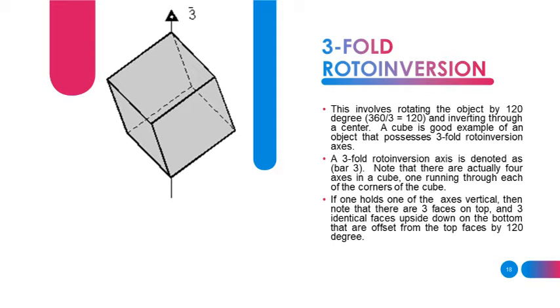A three-fold rotoinversion axis is denoted as bar 3, and note that there are actually 4 axes in a cube, one running through each of the corners of the cube. If one holds the axis vertical, then note that there are 3 faces on the top and 3 identical faces upside down on the bottom that are offset from the top faces by 120 degrees. So from the illustration, we have a cube. It is a good example of an object that possesses the three-fold rotoinversion axis.